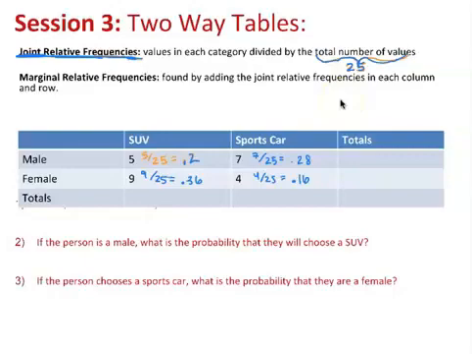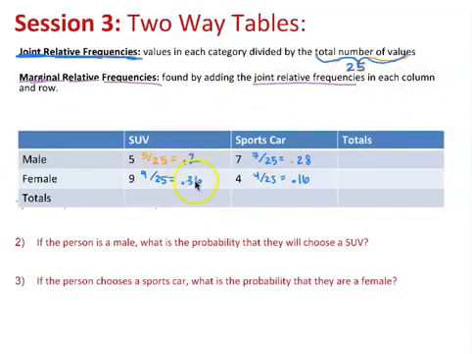Now, the marginal relative frequencies, we find those, let's do that in purple. The marginal relative frequencies are another way that we can look at our table and analyze it. And we find these by adding all of our joint frequencies together in each column and row. So if we were to find the marginal relative frequency of SUVs, we're going to add 0.2 plus 0.36. We add the joint relative frequencies in each column and row.